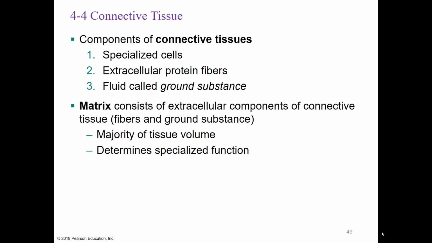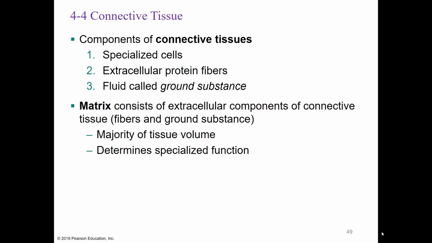So connective tissue is a little different. It is not completely cells, just like we said epithelia was made up of cells connected to one another. Connective tissue is made with three things: specialized cells, and I'll give you some examples of which ones we're talking about, extracellular protein fibers, I'll give you some examples of that as well, and then those two things will be suspended in what's called the ground substance.